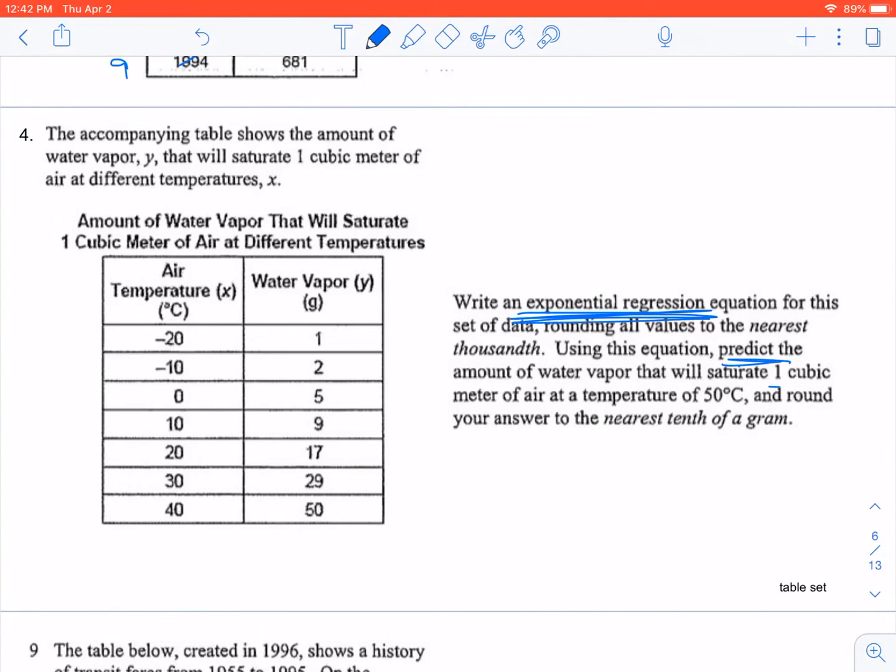will saturate 1 cubic meter of air at a temperature of 50 centimeters. Or sorry, centimeters. I'm sorry, you guys can see it's already been a long day. 50 degrees Celsius, excuse me. So that means that we would want a 50 right here. So we're going to have to do a little bit of extra work after we get our equation.